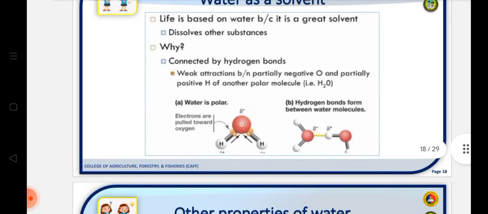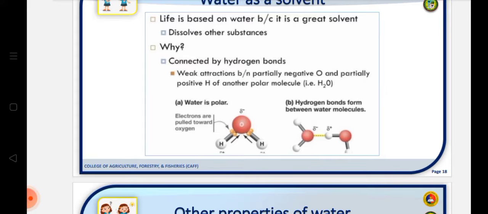Let's go back. Letter B, hydrogen bonds form between water molecules. Because water is polar, the positive hydrogen end of one molecule is attracted to the negative oxygen end of the other. This attraction is called hydrogen bond. Hydrogen bonds are intermolecular forces between molecules, but not actual electron sharing or transferring. They are weaker than covalent bonds. However, they are strong enough to give water its unique properties.